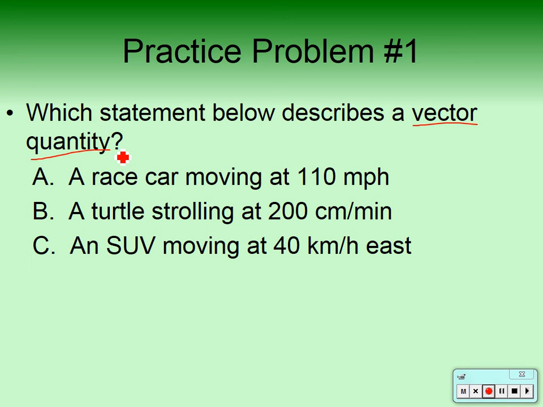What about B? A turtle strolling at 200 centimeters per minute. He's just strolling. Is that a scalar or a vector? That is scalar. Good job. Thank you. Part C. An SUV moving at 40 kilometers per hour east. Scalar or vector, guys? Vector. That's a vector. So there's our answer. Not only does it have a magnitude of 40 kilometers per hour, it has a direction, east. So it is a vector.